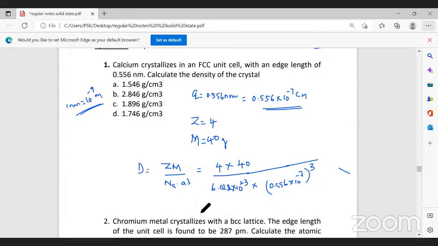Now on simplification, I think you can simplify this. Students, you can simplify this. I'll give the final answer. Minus 7 into 3 is minus 21. 0.556 into 3 times you can multiply. So minus 21 and 23, it gets 10 to the power 2. Is it possible for you to simplify at home? Yes, sir. The value you get is 1.546 gram per centimeter cube. Therefore, the answer for this question is option A.